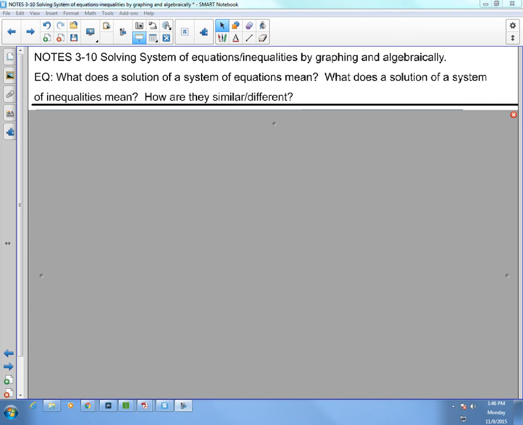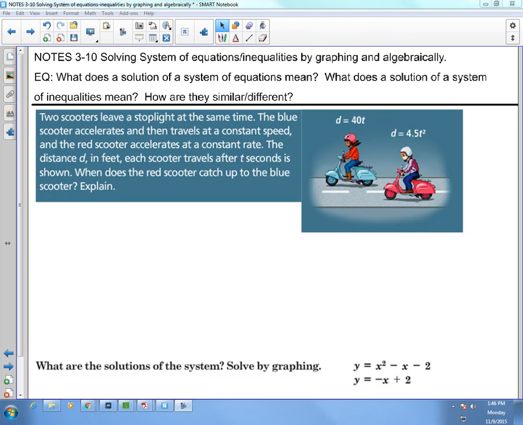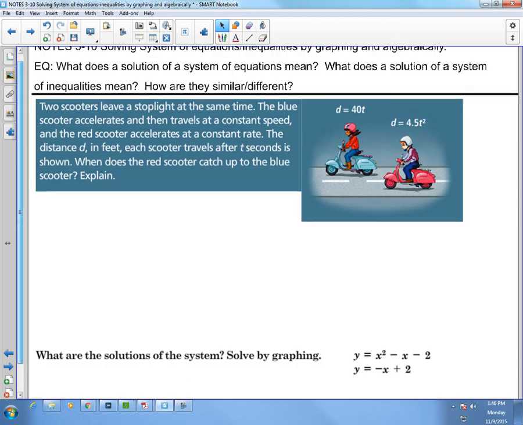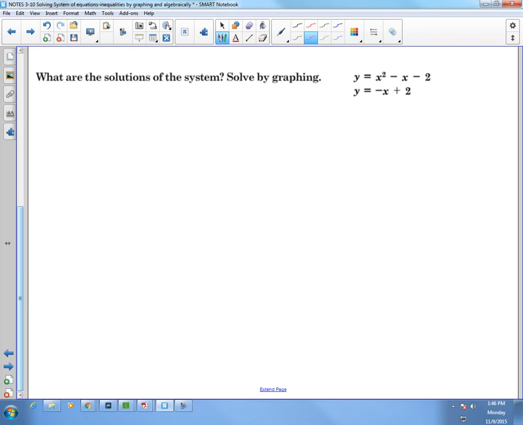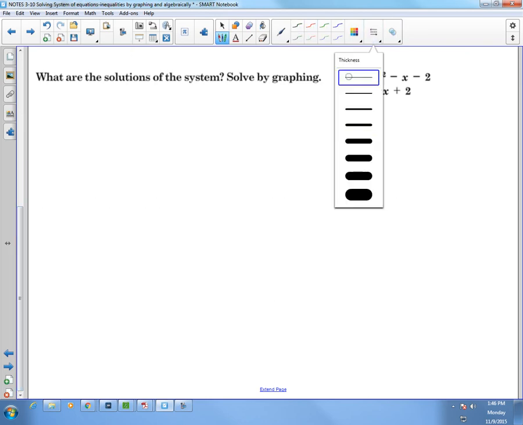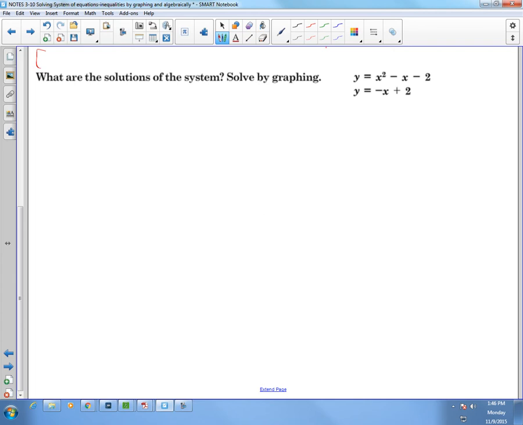Okay, we're going to skip this first one, so don't worry about going with the pictures. We're going to do this one down here on the bottom first. So, this is example 1. Again, this is probably going to take 2 days to get through all of it. What are the solutions for the system? Solved by graphing. How many equations do we have?